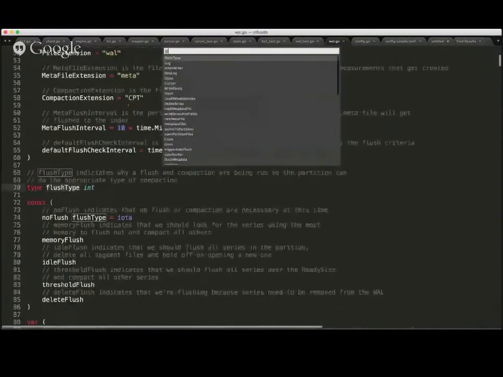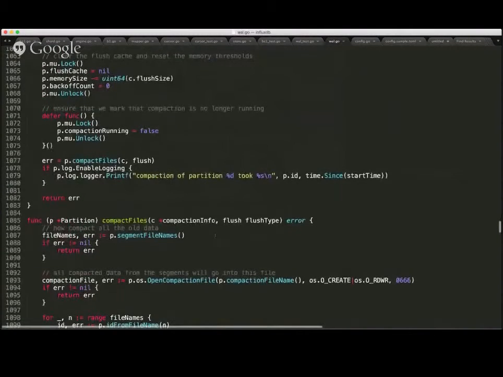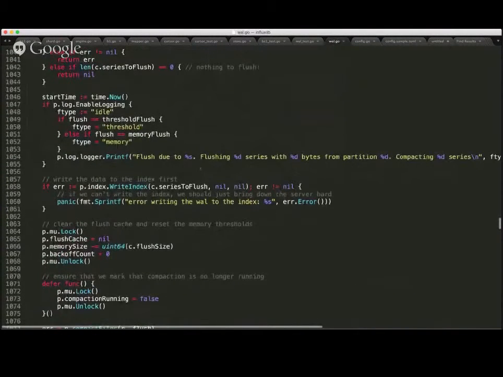And the WAL will actually give log output that says what type of flush is being done: if the flush is due to memory pressure, or the threshold being reached, or just that it was idle. It will tell you how many bytes are being flushed and how many series are actually being compacted. So remember, flushing is what gets sent to the Bolt database. Compacting is the series that get rewritten into a new WAL segment file that gets stored.